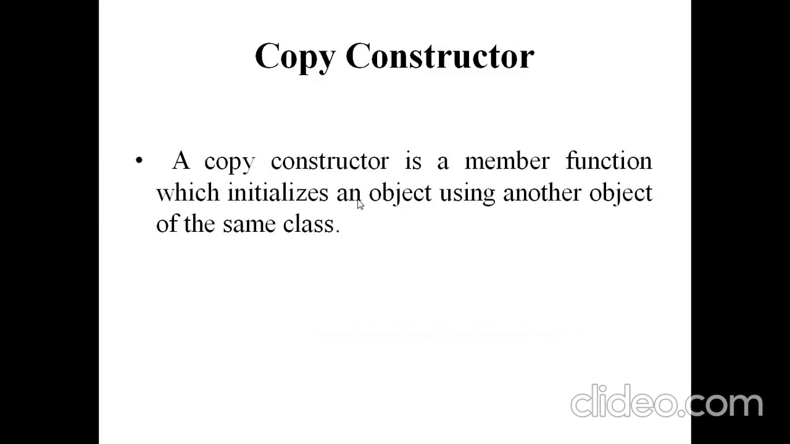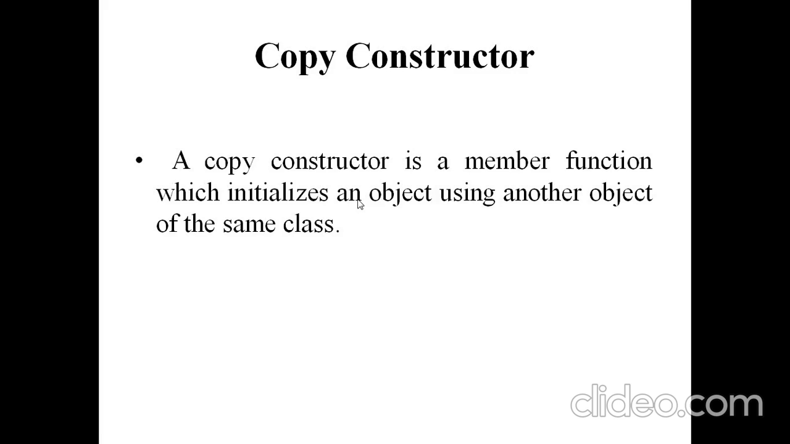And the third type of constructor is the copy constructor. A copy constructor is a member function which initializes an object using another object of the same class. One more time I am telling the definition to you all. A copy constructor is a member function which initializes an object using another object of the same class.